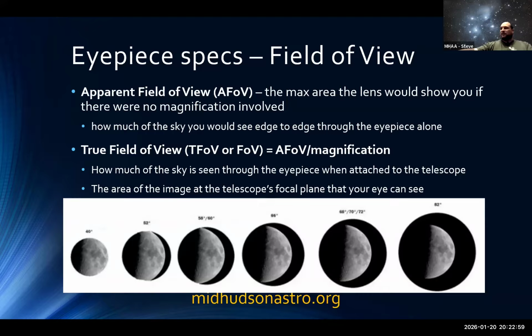You can see this moon shot here is the same magnification across the board with different field of view eyepieces, 40 on the left, all the way up to 82 on the right. The wider your eyepiece field of view is, the more immersive it tends to feel, because it covers more of your peripheral vision. I won't say all, but most people like that wide view for really feeling like they're inside the scope a bit. But as you get wider, it also gets more expensive.